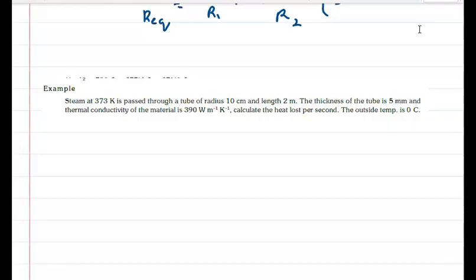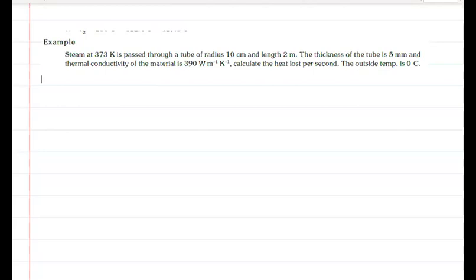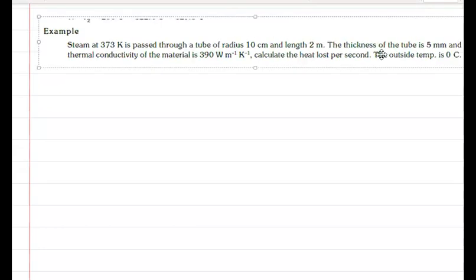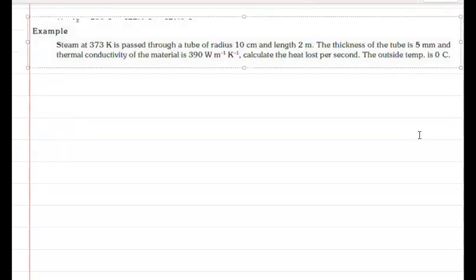I hope all of you can see this example. This is example number one, so try solving this, everyone. It is clearly visible. This is based on the basic concept of heat transfer, which is conduction. Try to solve this problem step by step.